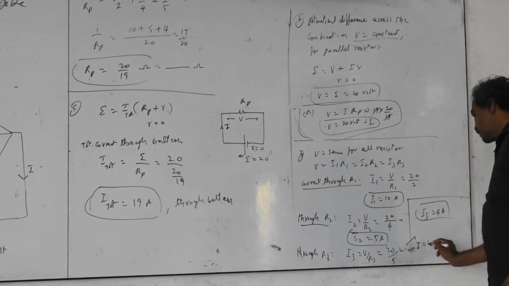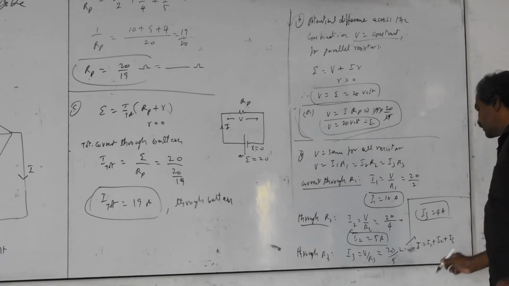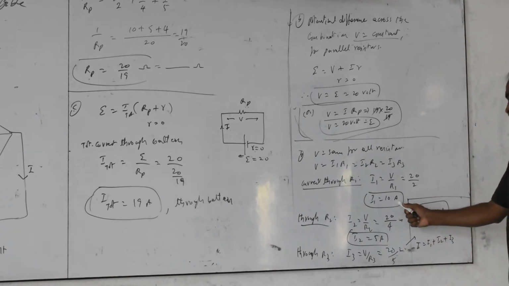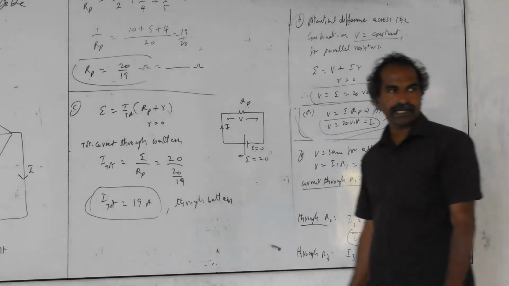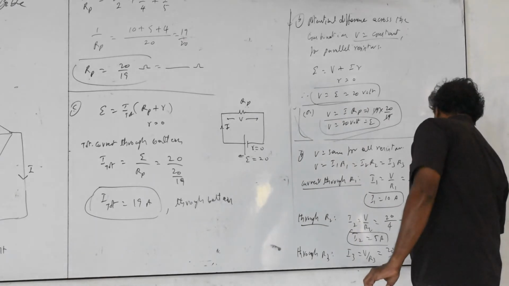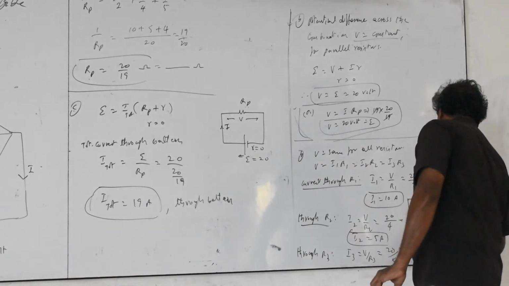I total is supposed to be equal to I1 plus I2 plus I3. I1 is 10. 10 plus 5 plus 4 is 19 amperes. We already got the total as 19 amperes. This is only for verification purpose.